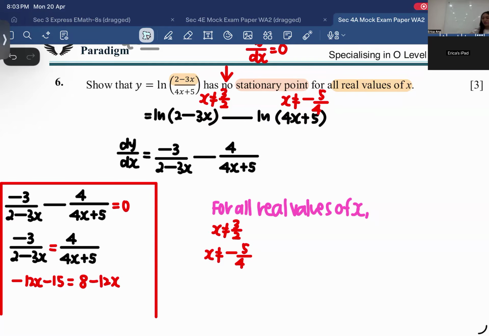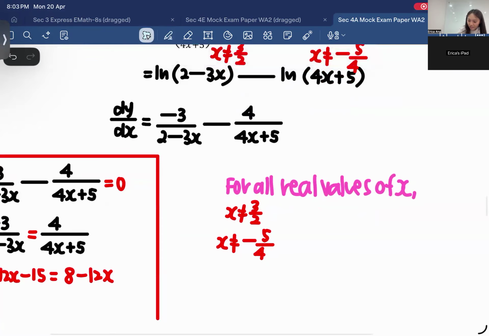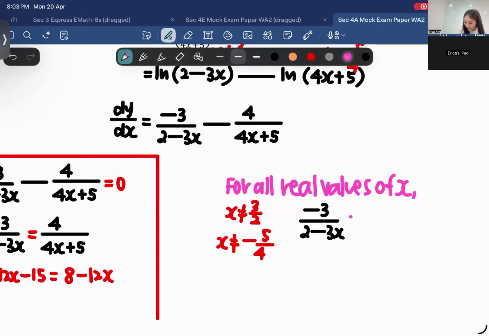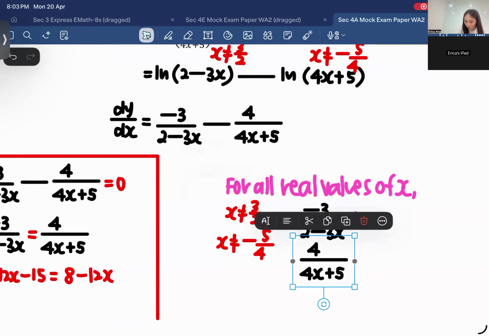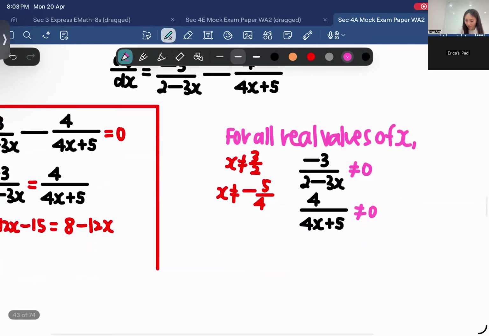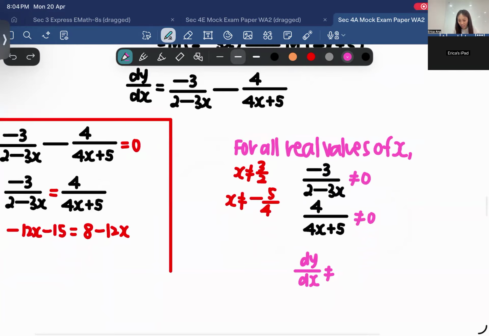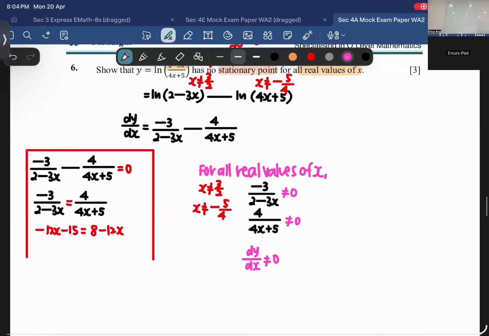Okay, so then all you need to do now is just write down, see how kiasu your teachers are. You will say that this is not equal to 0, this is also not equal to 0. So what we have here is my dy/dx can never be equal to 0. Some teachers say that this is a way of doing it, because they will say, oh, I cannot solve, so it will never be equal to 0.